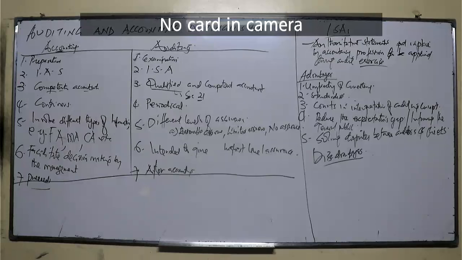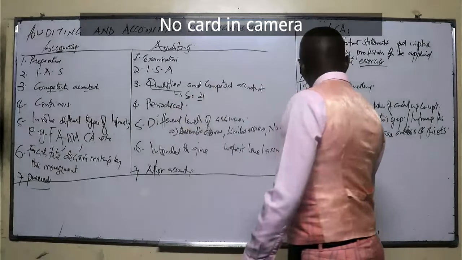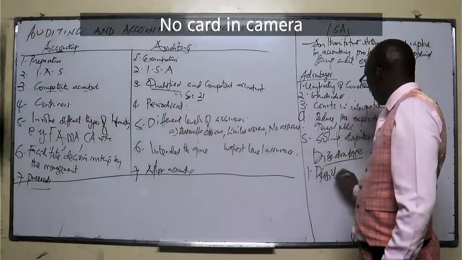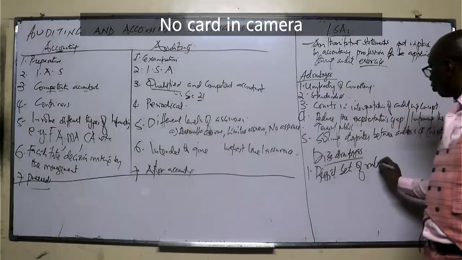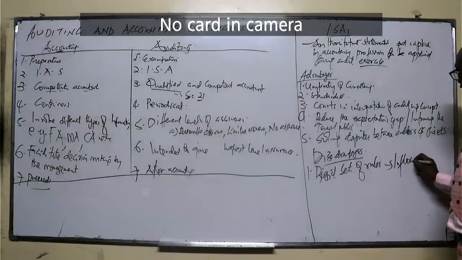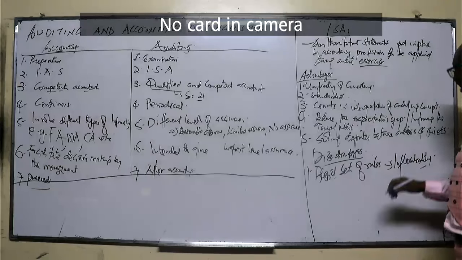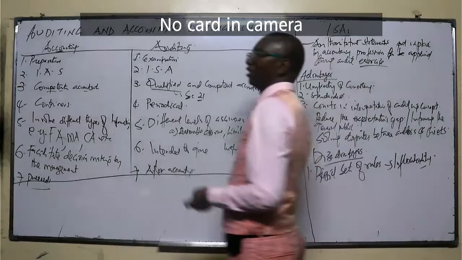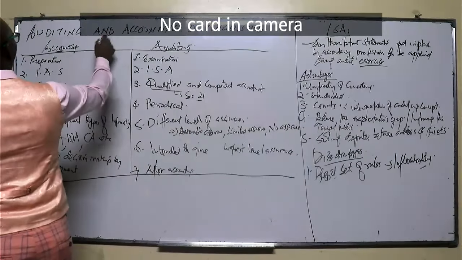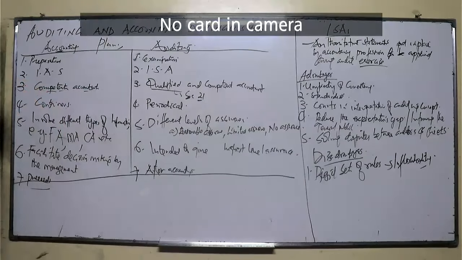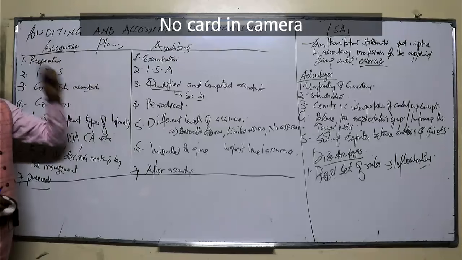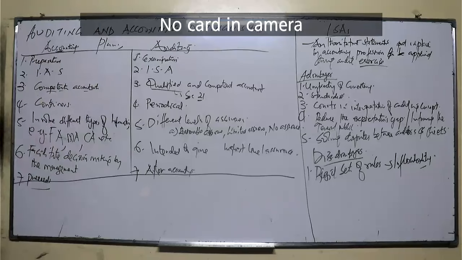All right, disadvantage number one, a rigid set of rules, very rigid, hence inflexibility. We need to be flexible enough. Even our plans, when we come up with plans, what are plans? They guide us. Sometimes you find yourself going against the very same plans you had laid down, because some circumstances, some situations have since changed, rendering very good plans irrelevant. So it may not work so well.